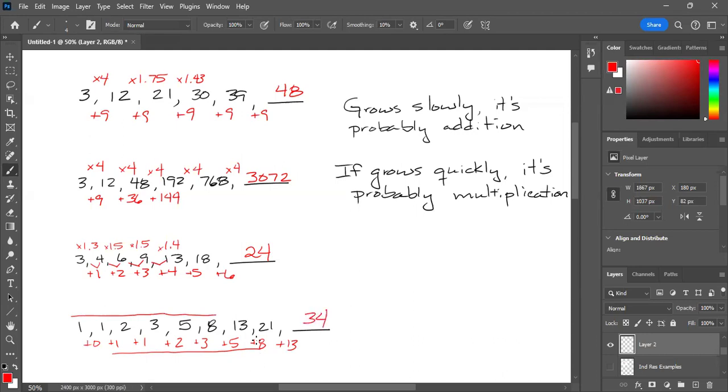This is actually a famous sequence called a Fibonacci sequence, and it comes about by adding the 2 digits to get the third. So 1 plus 1 is 2. 1 plus 2 is 3. 2 plus 3 is 5. 3 plus 5 is 8. 5 plus 8 is 13, and so on.